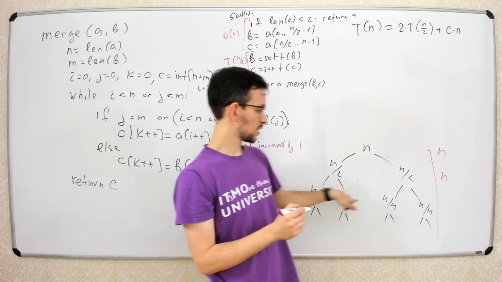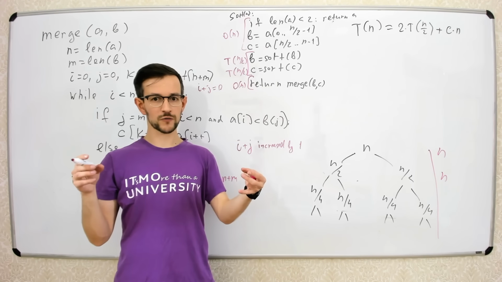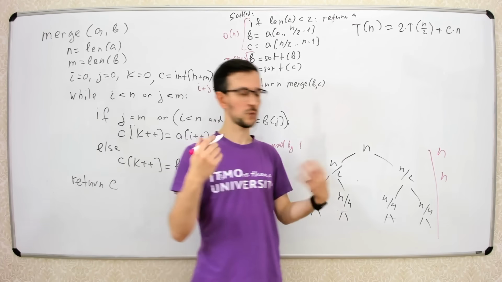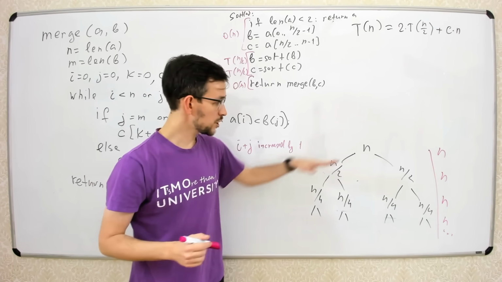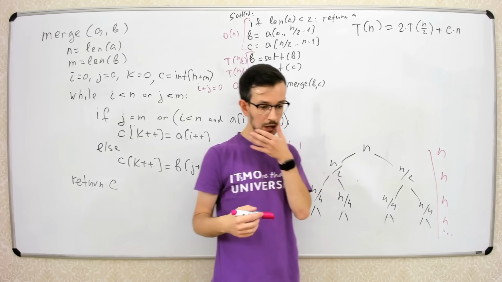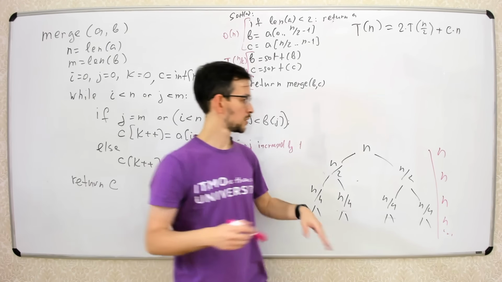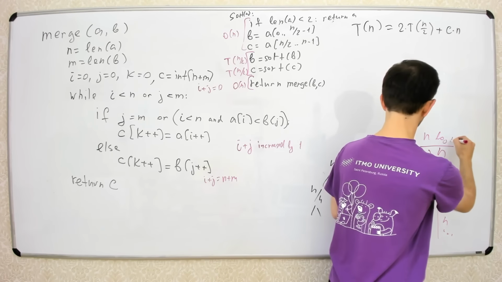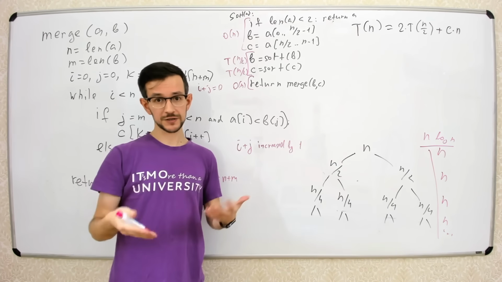Here we have 4 recursive calls. Each recursive call makes n over 4 operations. So the total number of operations in all these 4 recursive calls will be n, and so on. On each layer, the sum of all these recursive calls will be n, and the total number of layers will be log n. So the sum of all these layers will be n multiplied by log n. It means the total complexity is n log n.